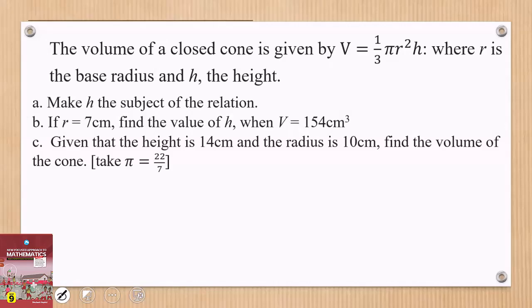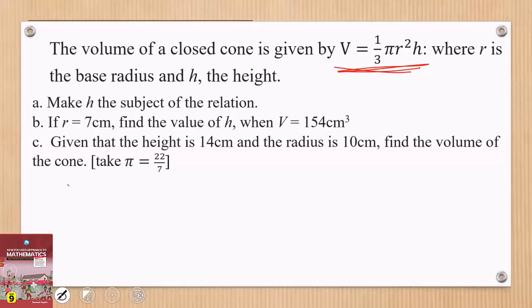The volume of a closed cone is given by this, where r is the base radius and h is the height. Make h the subject of the relation. Then 2, if r is defined as 7 centimeters, find the value of h when v is given as 154. Again, given that the height is 14 and the radius is 10, we want to find the volume.